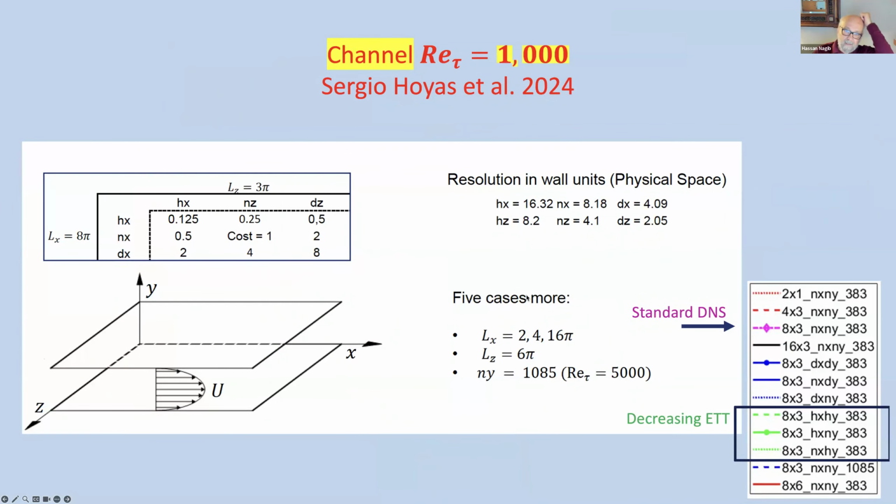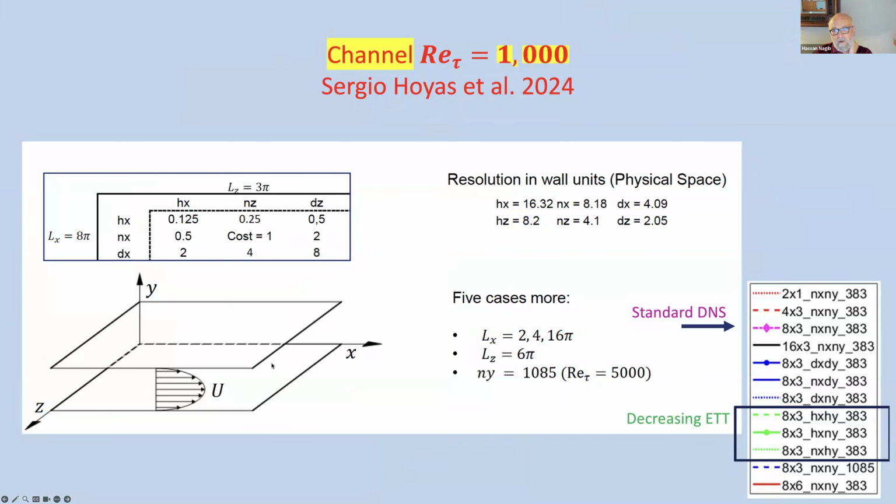So Sergio wanted to make sure this is not an effect of the code. This is not an effect of the Reynolds number. So we went to channel using his code, which is really based on the heritage of the Jimenez code and others. And we went up to 1000. This is hot off the press in the last few months. Actually, it was first presented last month at CAUS.